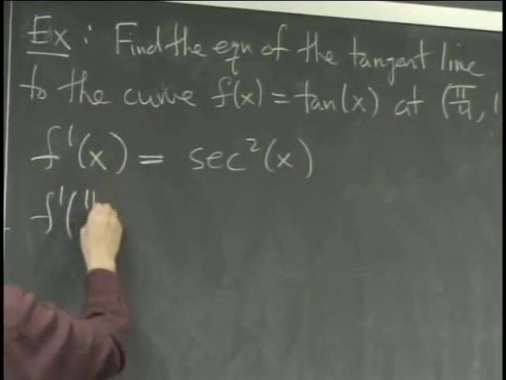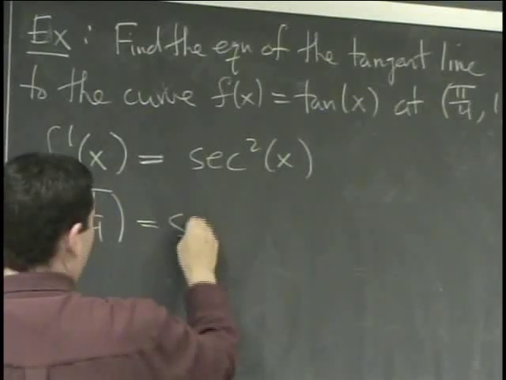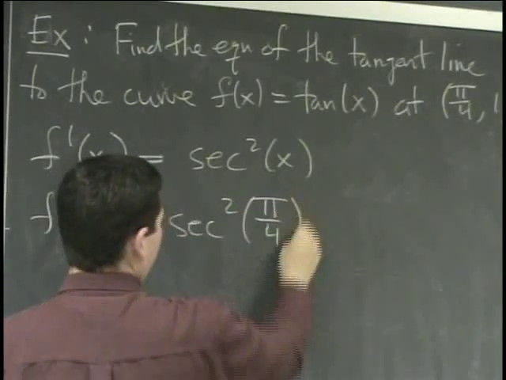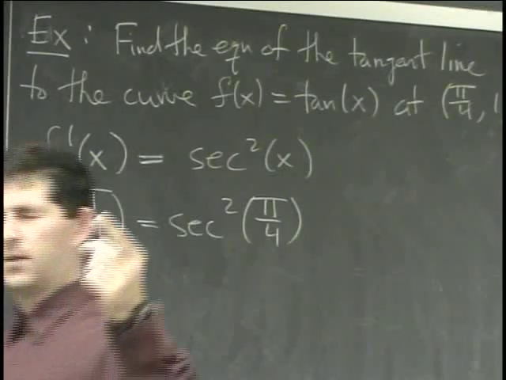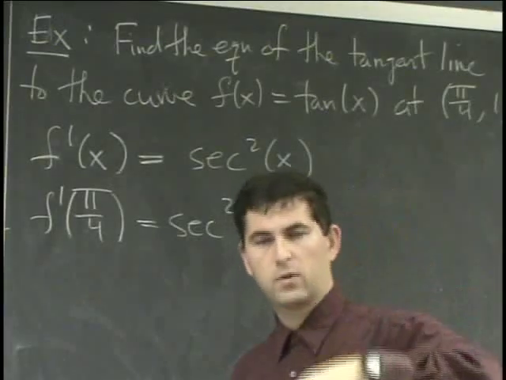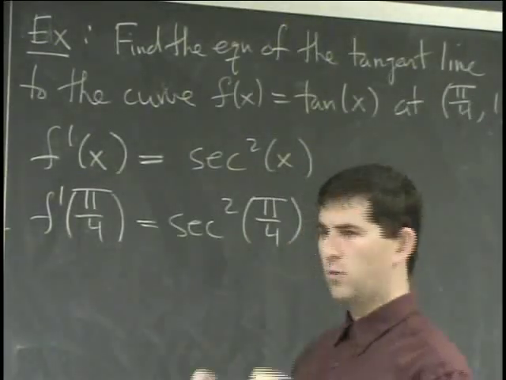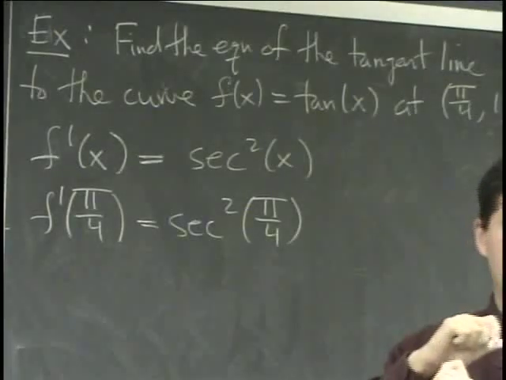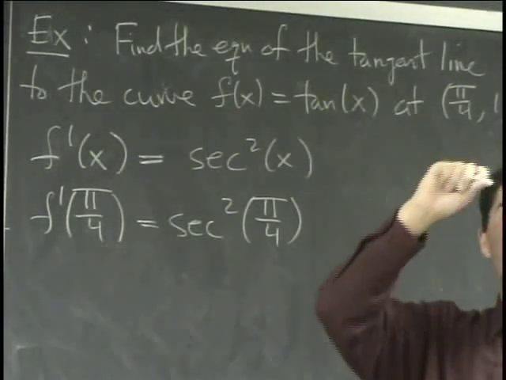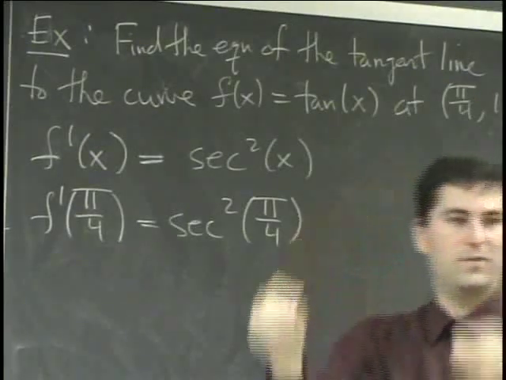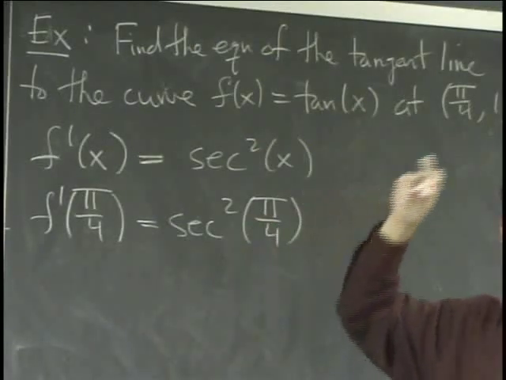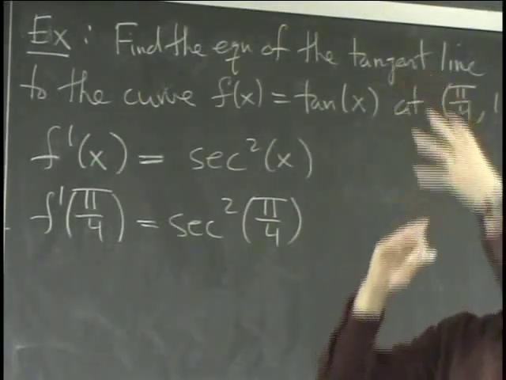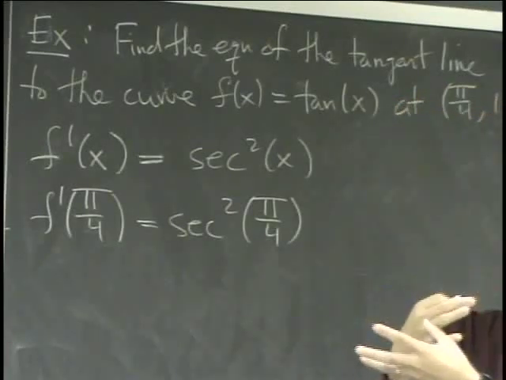The derivative at pi over 4 is therefore secant squared of pi over 4. Okay, now let's see. Secant is what? It's 1 over cosine. And cosine of pi over 4 is root 2 over 2. So 1 over root 2 over 2 is just, when you flip it, you get 2 over root 2. Then you square it. So you get 4 over 2. Right? You have 2 over root 2 and you square it. It just makes 4 over 2. 4 over 2 is?